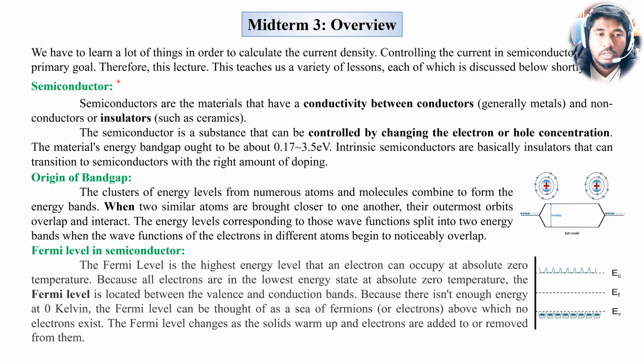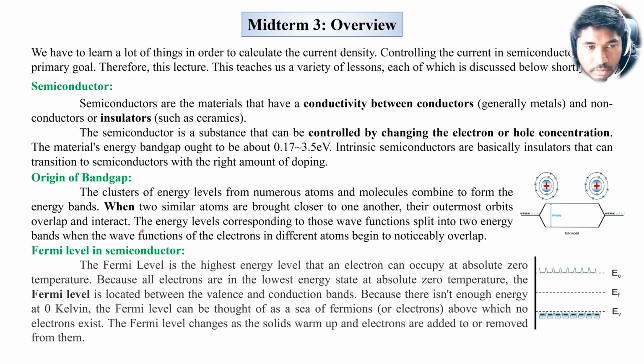Firstly, we understand what is semiconductor. Conductivity between conductor and non-conductor or insulator. These types of material are known as semiconductor, right? And the more appropriate definition is: the substance whose conductivity can be controlled by changing the electron and hole concentration. All these types of materials are known as semiconductor, right?